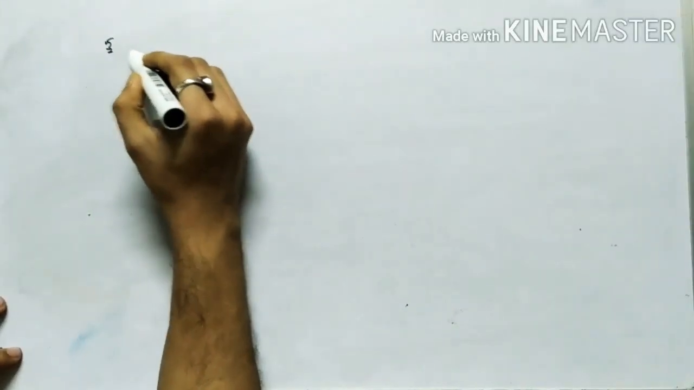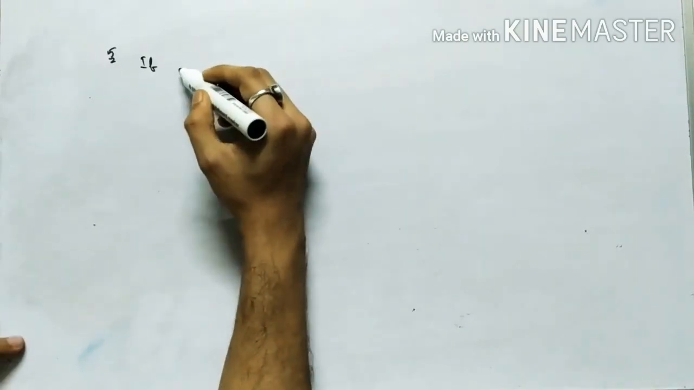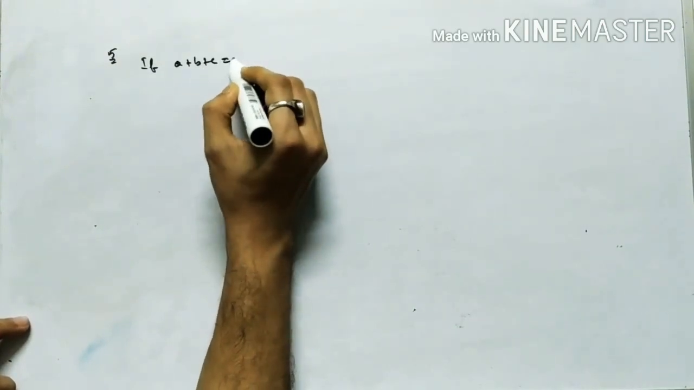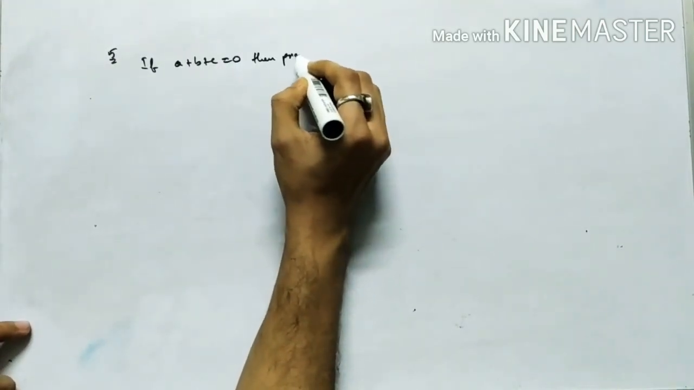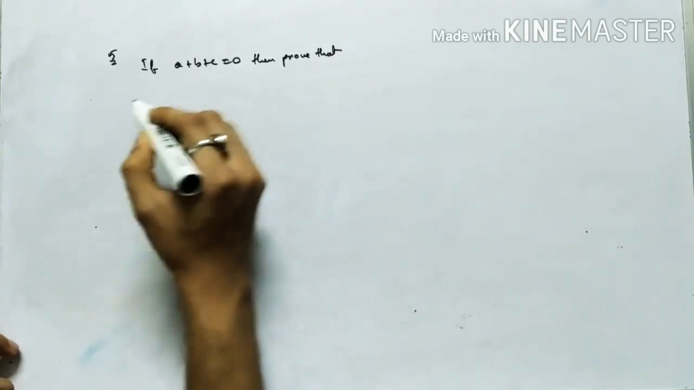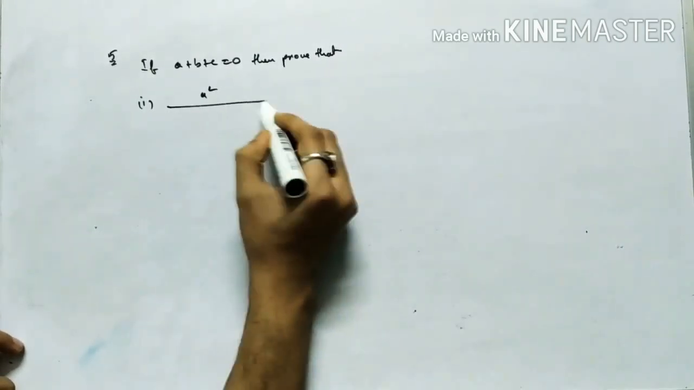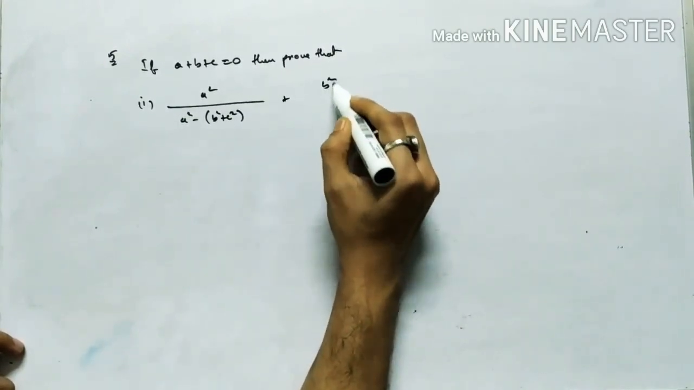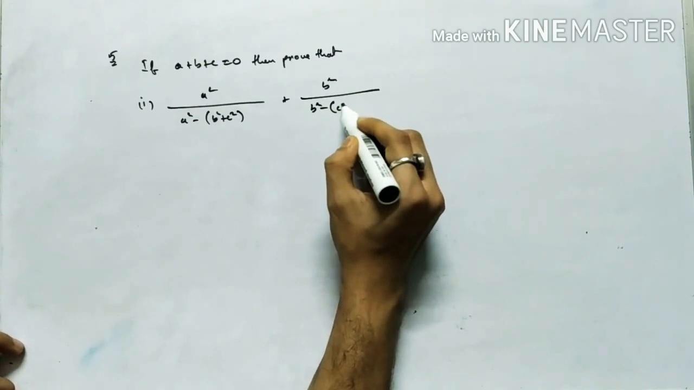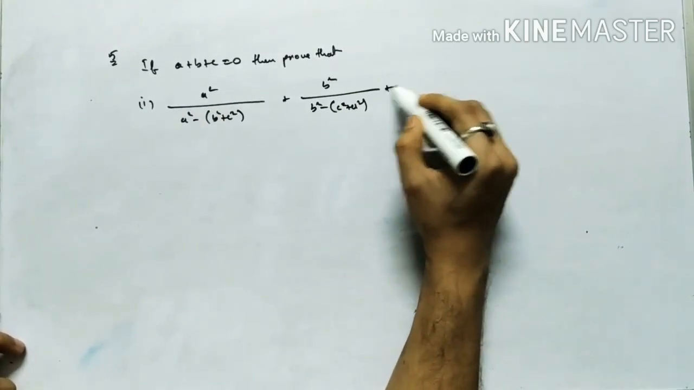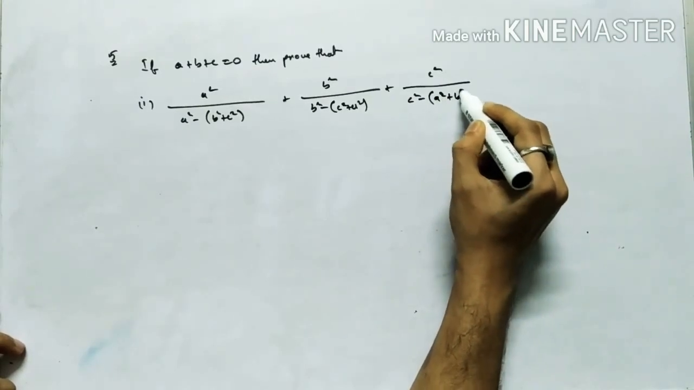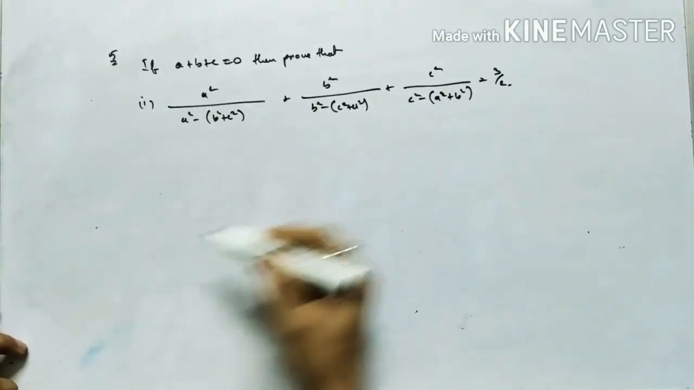So this is type 5. Type 5 number 1, the first one I am doing here. If a plus b plus c is equal to 0, then prove that a square by (a square minus b square plus c square) plus b square by (b square minus c square plus a square) plus c square by (c square minus a square plus b square) is equal to 3 by 2.